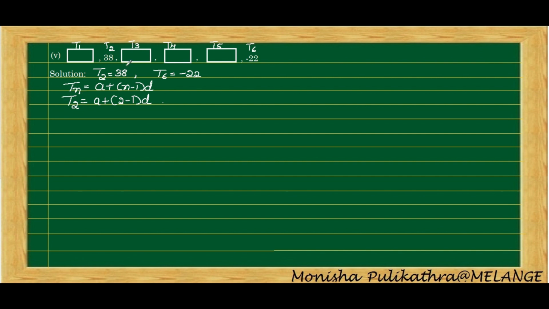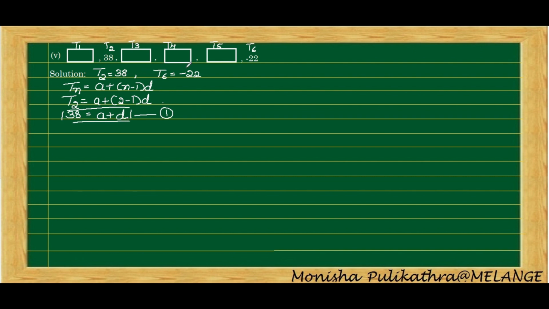So the value for T2 is 38. 38 is equal to A plus 2 minus 1 is 1, therefore it will become D. Okay, this is the first equation. That is 38 is equal to A plus D is the first equation.